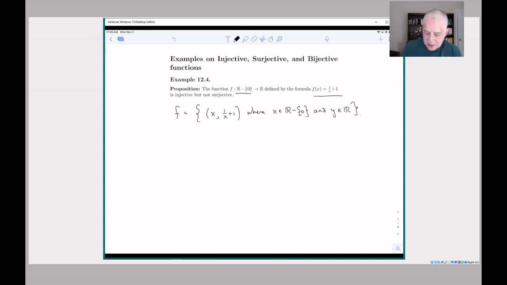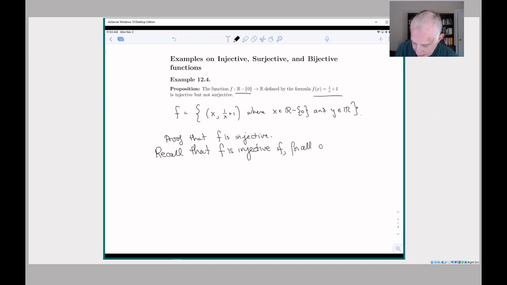So the first thing we want to show is that f is injective. Now, I think almost always the easiest way to prove that a function is injective is to use the formulation of the definition, which says that f is injective, also called one-to-one, if for all a and a prime in the domain, if f of a equals f of a prime, then a equals a prime.